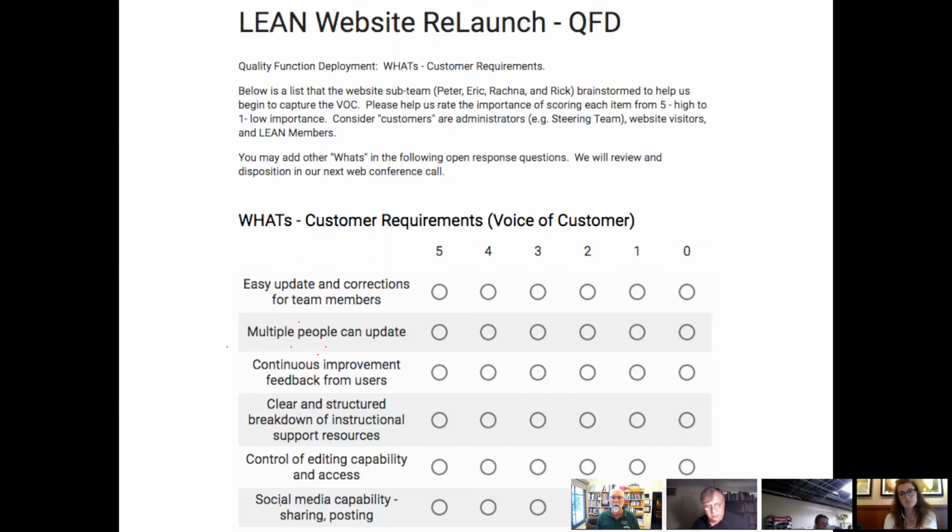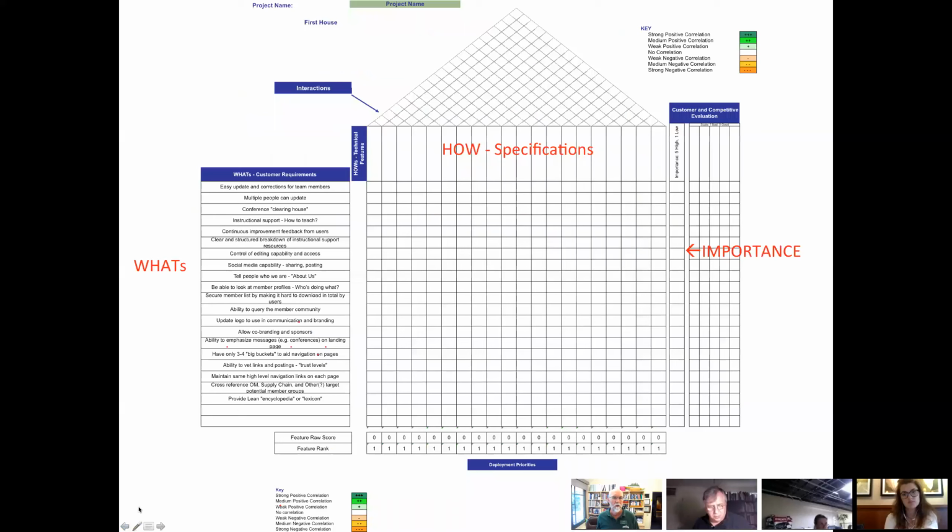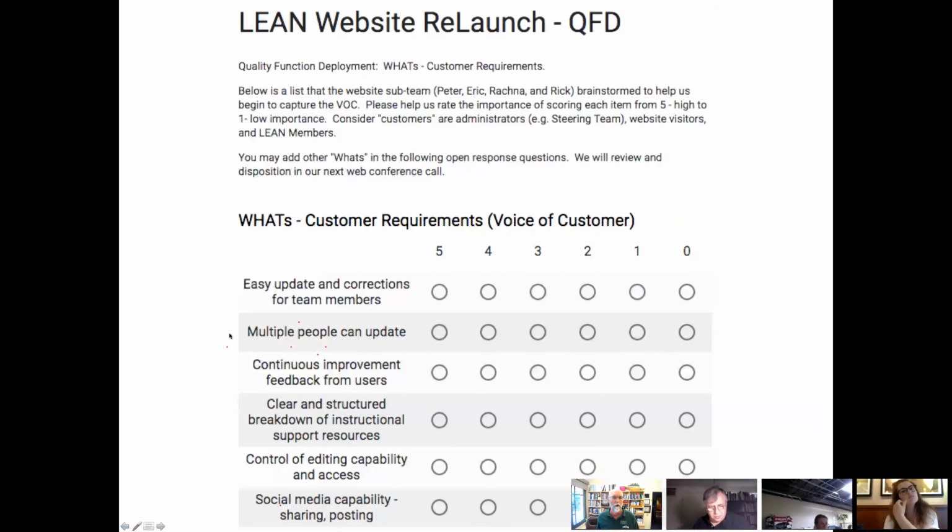So I spent some time with our group brainstorming what are the things that the customer wants. So here's a list, let me get my pen marking again. So here's a list of what the customer wants are. I'm asking the people on our team to score these things from 1 to 5, 5 being the customer really thinks that's important, to 0, not important at all.